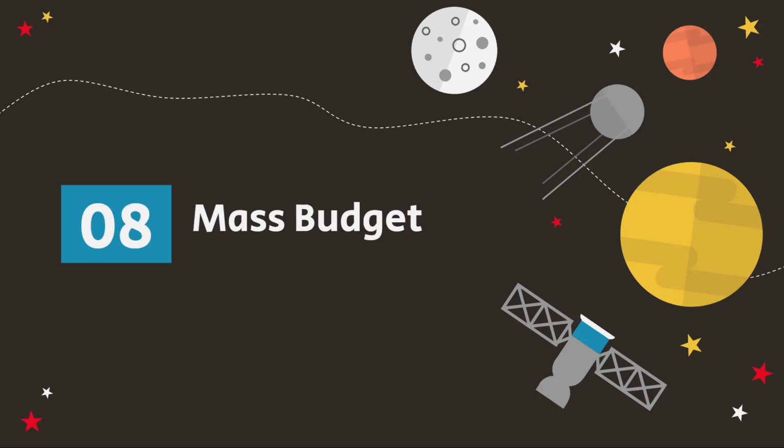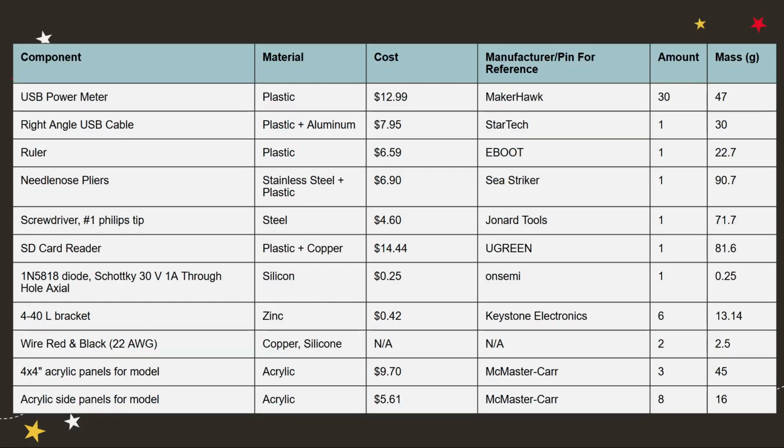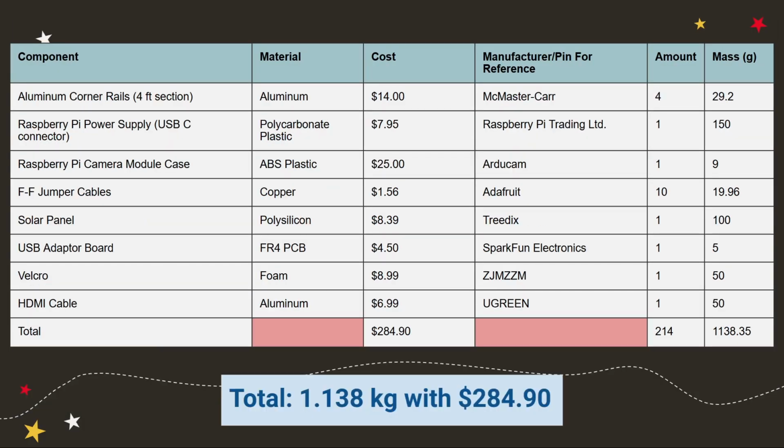Here is the mass budget of our CubeSat. We weighed out the individual pieces and calculated the total mass. The total weight came out to 1.138 kilograms with a cost of $284.90.